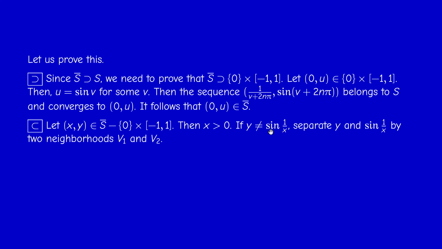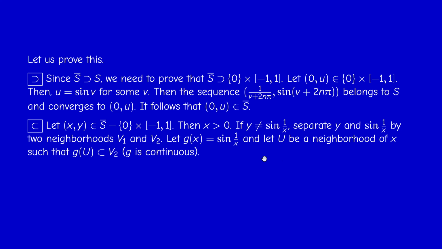If y is different from sin(1/x), we have two distinct elements in R, so we can separate them by two disjoint neighborhoods, V1 and V2, or intervals if you like. I can draw a figure. Now, I take g(x) to be just sin(1/x). g is continuous, so by definition of continuity, we can find a neighborhood U of x whose image under g is contained in V2, which is the neighborhood of y.